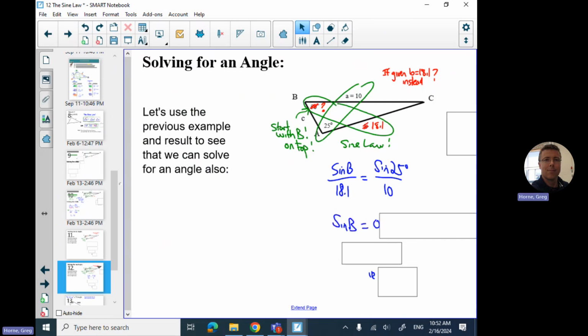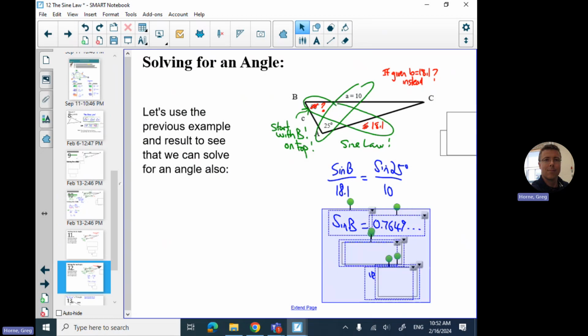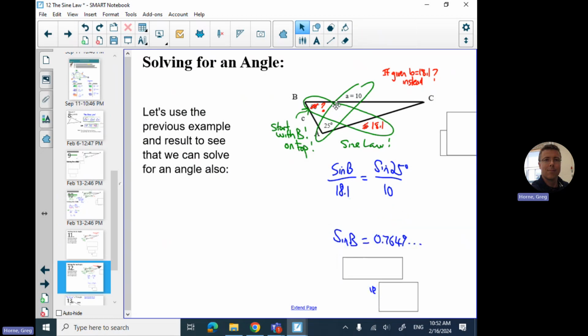So evaluating numbers here, I did a little bit more in one step there than I would normally do. So obviously you would get this thing here as a number, right? And then multiply both sides by 18.1. So whatever sine of 25 is times 18.1, and divide by 10, and it gave the 0.7649. Okay, so this is gone. We would have had sine B here.